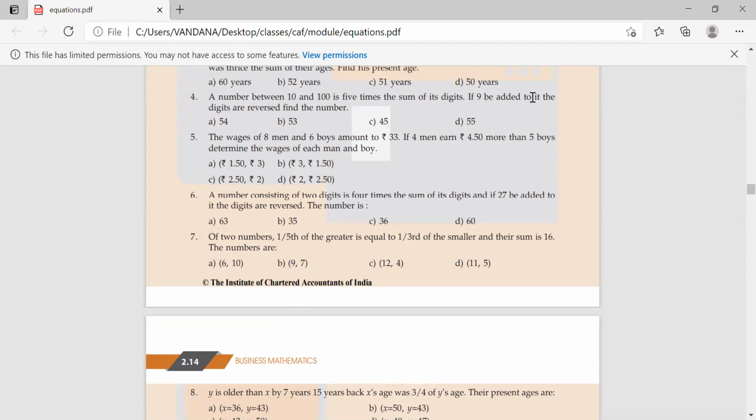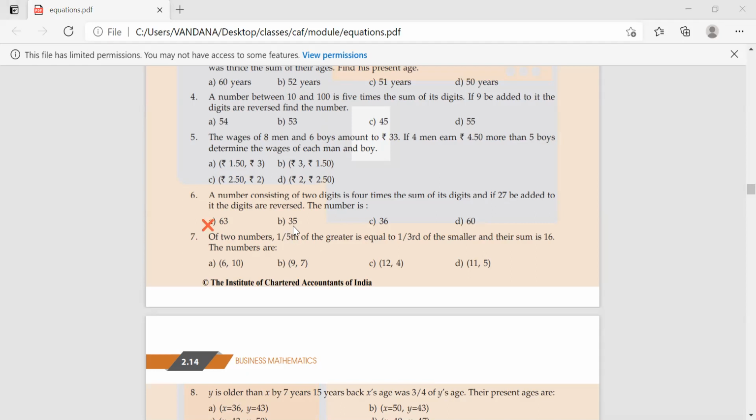Next, a number consisting of 2 digits is 4 times the sum of its digits. If 27 is added, the digits are reversed. If the first number is 63, the sum of the digits is 9. 9 into 4 is 36. Now 63 is not the option.